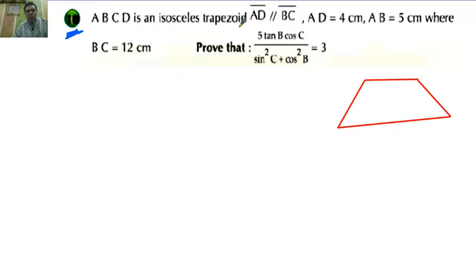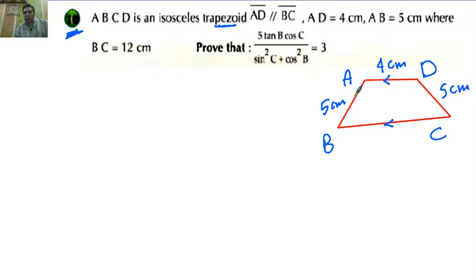Number 10: ABCD is an isosceles trapezoid, AD parallel to BC. AD equals 4 centimeters, AB equals 5 centimeters. Then CD equals 5 centimeters, because this is an isosceles trapezoid with these two equal sides.